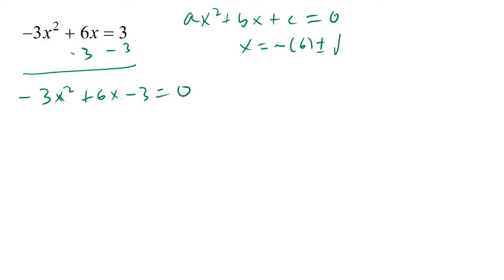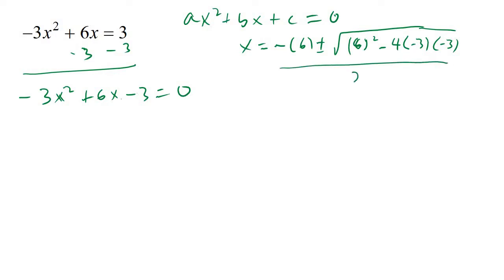plus minus square root of b squared, which will be 6 squared, minus 4 times a, negative 3, and c is also negative 3. So now all over 2 times a, 2 times negative 3. So let's see what happens here.